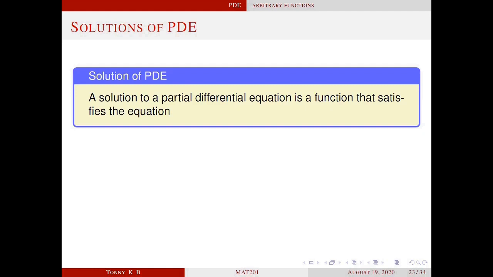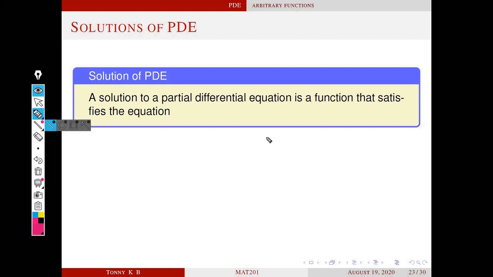A solution for a partial differential equation is a function that satisfies the given equation. For example, we consider a PDE p equal to 0. p equal to 0 means dz by dx equal to 0. We have to find solutions of this partial differential equation. It is clear that z is equal to y square is a solution. If we differentiate this function with respect to x, the left side becomes p, the right side becomes 0. So this function satisfies this PDE. So this is a solution.